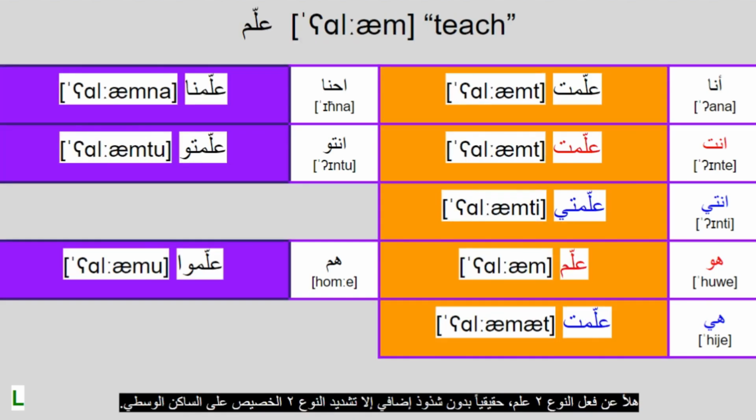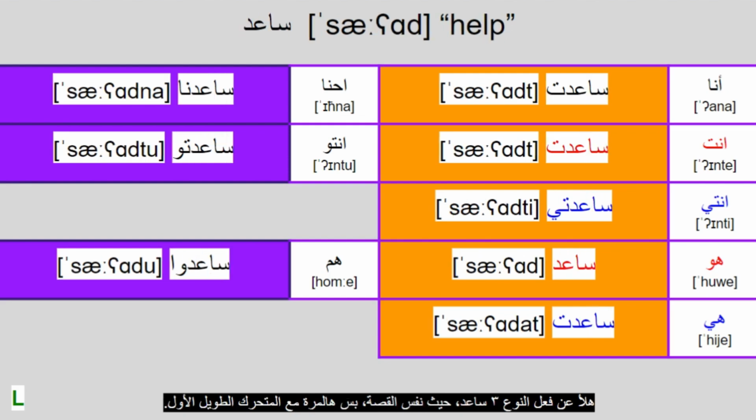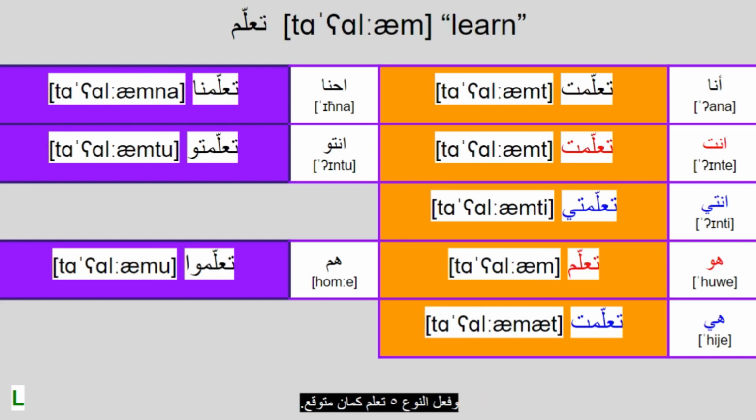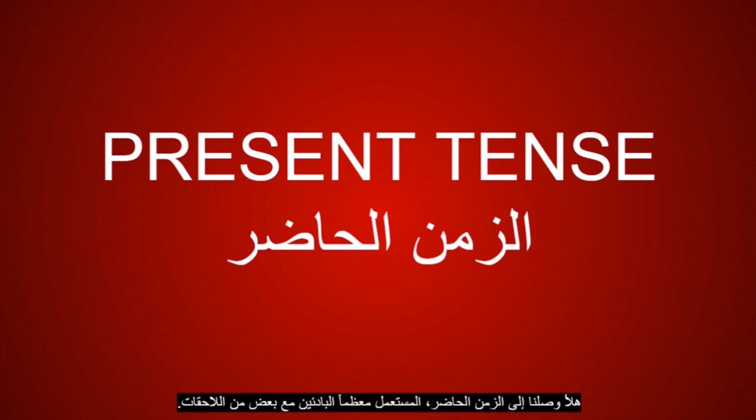Now for the class 2 verb allam, which doesn't really have any extra quirks other than the characteristic class 2 gemination of the middle consonant. Now for the class 3 verb sa'id, where it's the same story but this time with the long first vowel. Now on to class 4 with akhraj, which is still very predictable, and the class 5 verb ta'allam is also predictable. Now we're on to the present tense, which mostly uses prefixes with some suffixes.